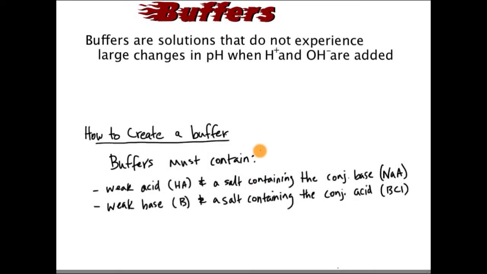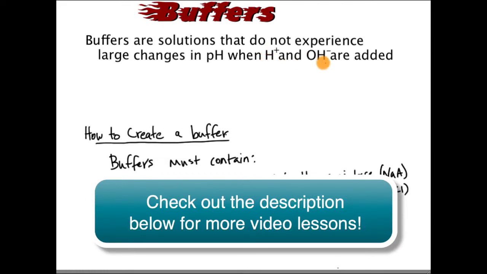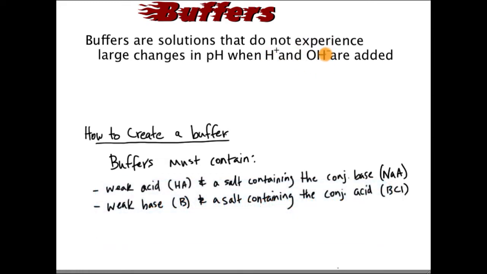Okay, today's video lesson is going to be on buffers or buffered solutions. Essentially what a buffered solution does is it allows a solution to maintain its pH. So what's going to happen is we're going to add hydrogen ions, which make a solution very acidic, and hydroxide ions are going to make it very basic. But what the buffer solution does is it will absorb these hydrogen and hydroxide ions without allowing the pH to change drastically. Now this is very important for a lot of different systems.